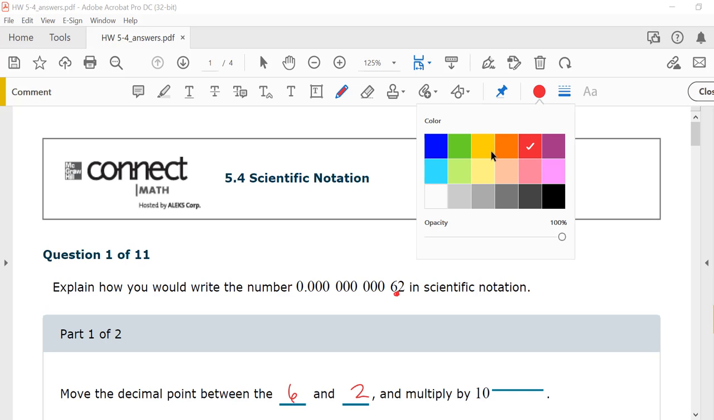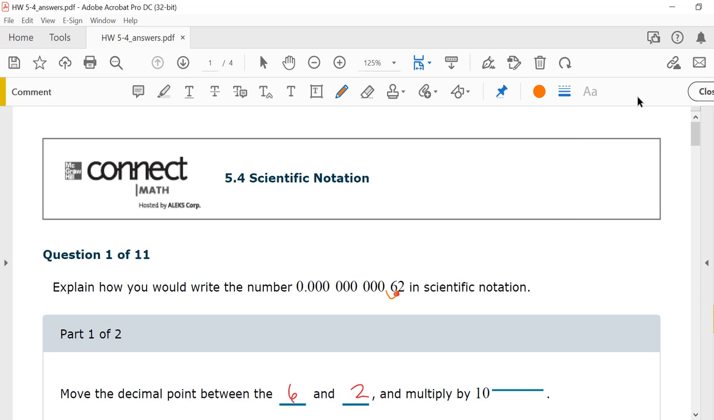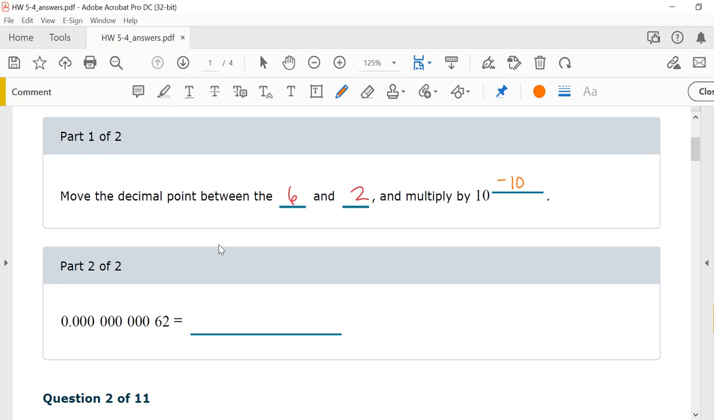Okay, here we go. I'm going to count the number of spaces. It would be 1, 2, 3, 4, 5, 6, 7, 8, 9, 10. I would have to move that decimal point 10 places to the left. So it would be to the negative 10 power. Okay, so part 2, I'm going to write it as 6.2 times 10 to the negative 10.